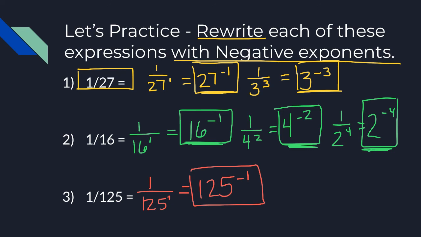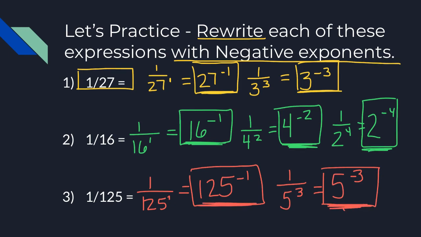Did you figure out to get 125 on the bottom? You could take 5 cubed. You had that on your perfect cube list. If you did this one in red, you'd bring the 5 back up and you would reapply the negative to your exponent. I don't care if you go basic or you get a little fancy, as long as you rewrote the problem with a negative exponent.